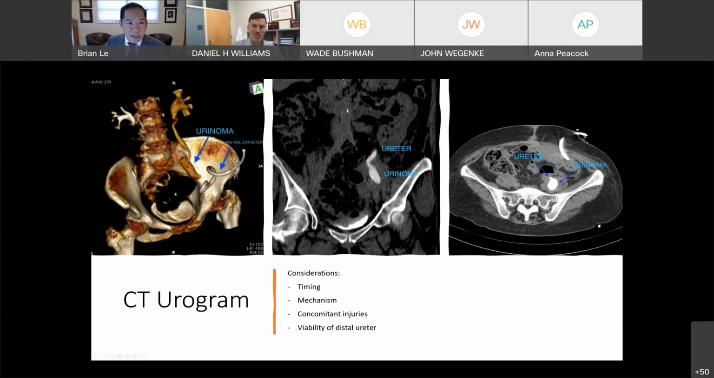distal ureter. And at least if this was purely a trauma study, you want opacification of the contralateral ureter. So this would not be great if all you had for the right kidney was just this sliver of contrast down just to the UPJ. So the considerations are the timing, the mechanism, the concomitant injuries, and the viability of the distal ureter would be factors that determine when you would intervene here.